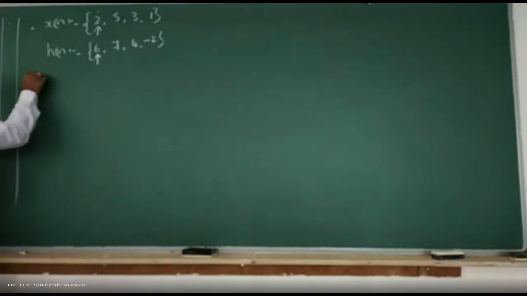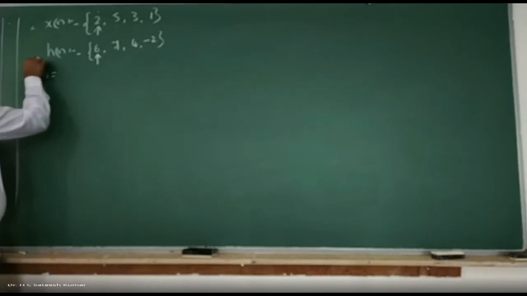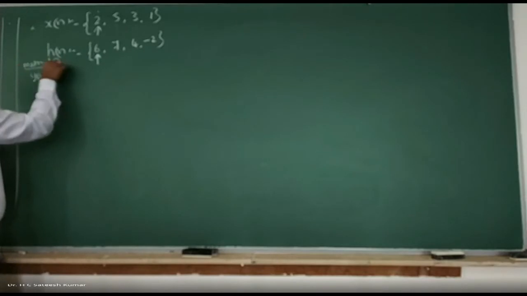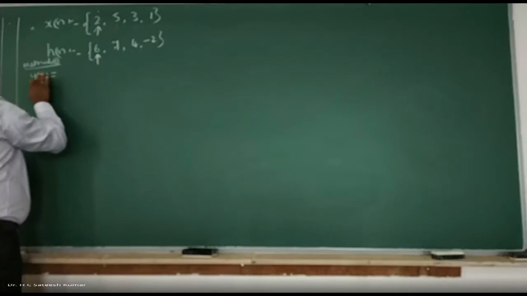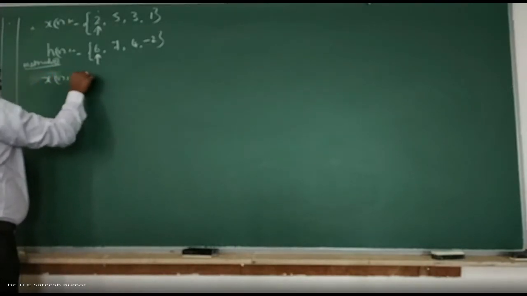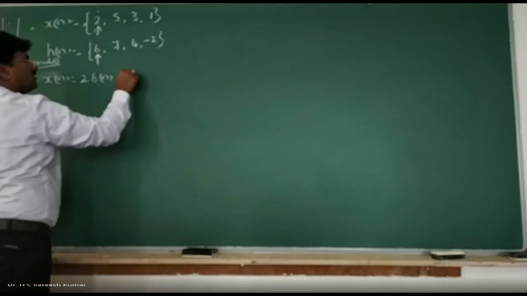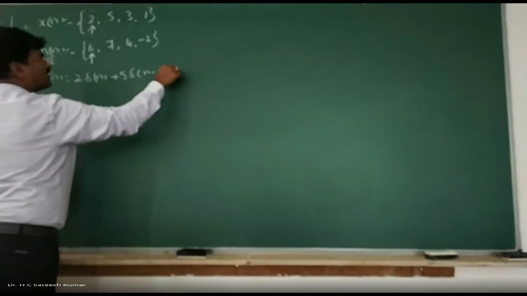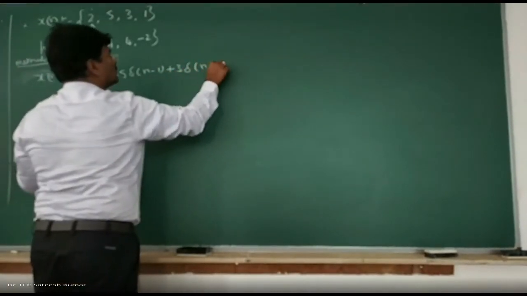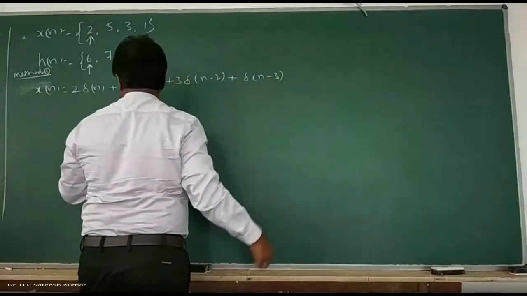So directly we can go for y of n; I can do it in different ways. Method 1. y of n is equal to, the 0th value: at 0 its value is 2, which means x of n is equal to 2 delta of n. At 1 its value is 5, which means plus 5 into delta of n minus 1. N minus 1 means at 1 only, no? Plus 3 into delta of n minus 2, and plus 1 into delta of n minus 3. This is your x of n.